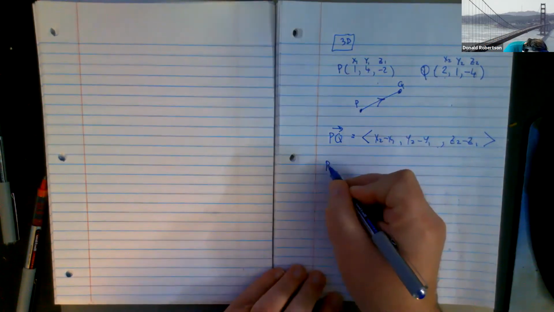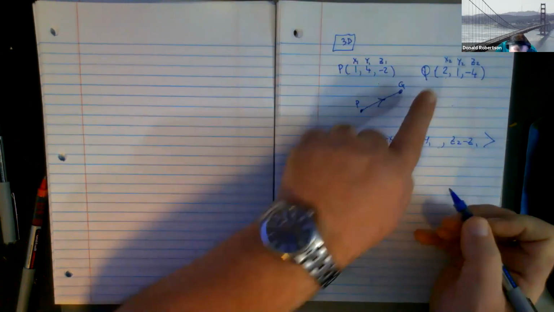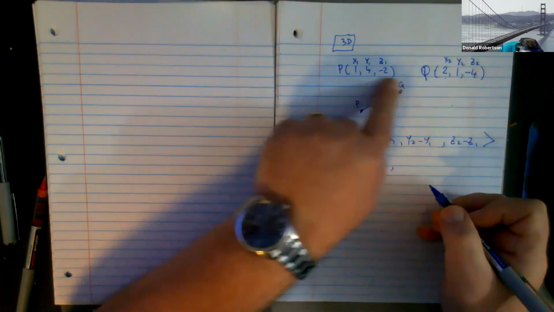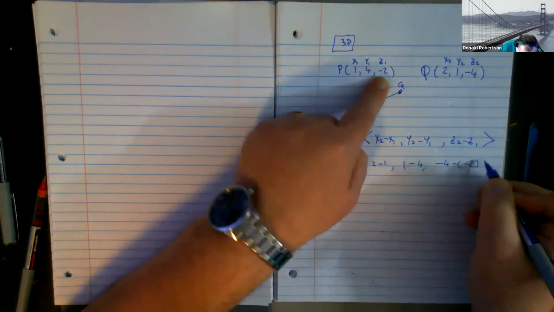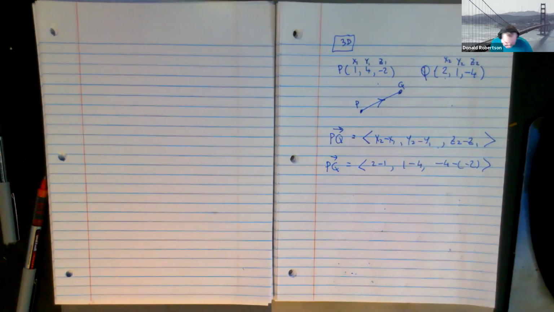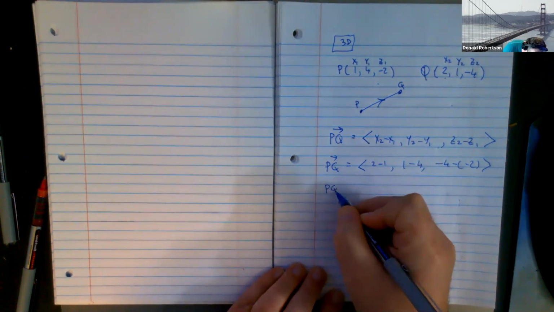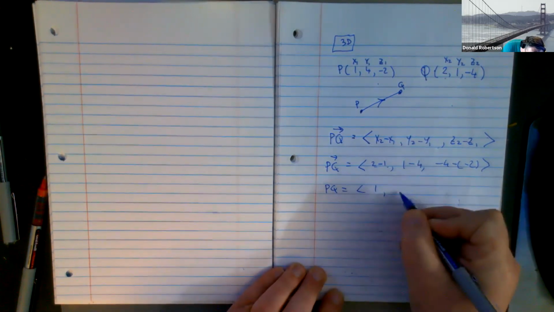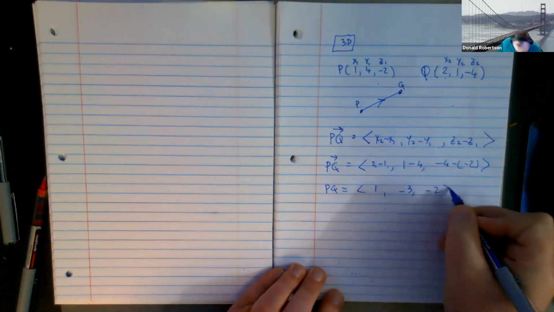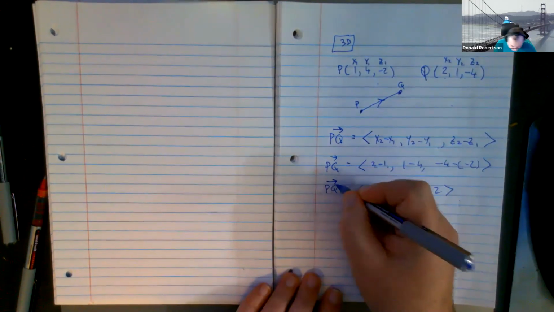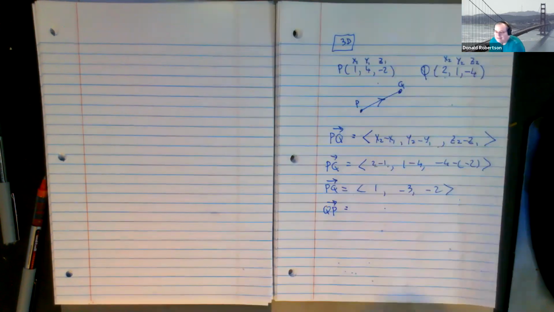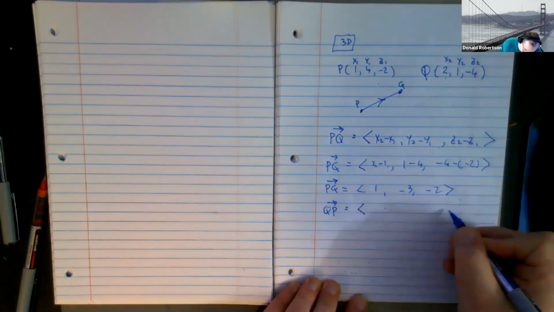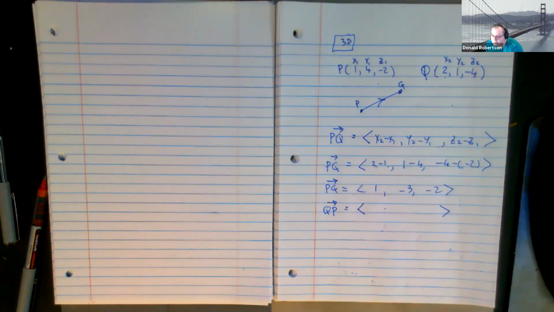So in this question then, it's going to be 2 takeaway 1, 1 takeaway 4, and -4 takeaway -2. So if you just say second takeaway first, that's probably a little bit easier. Of course, that vector will become 1, -3, -2, which is fine. What will the vector QP be equal to? And I don't need to do any real work. I should be able to just tell what the answer is going to be. -1, 3, and 2.